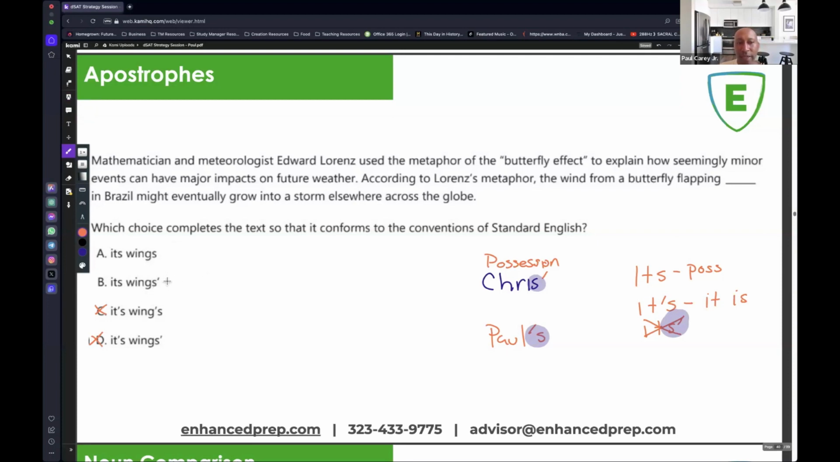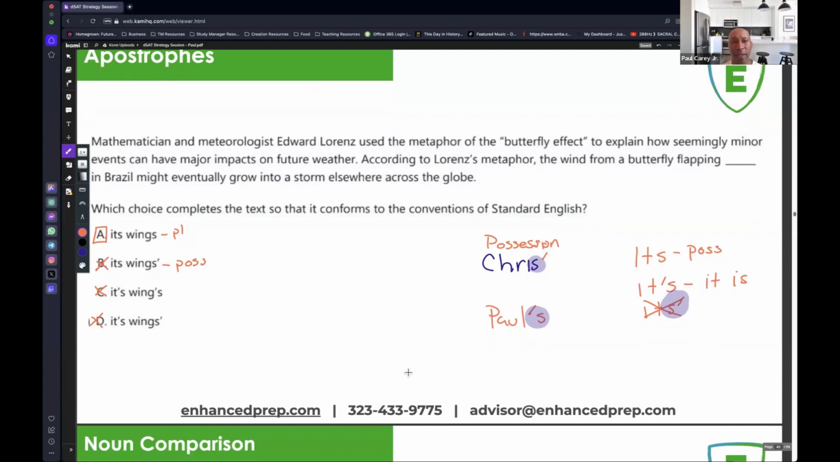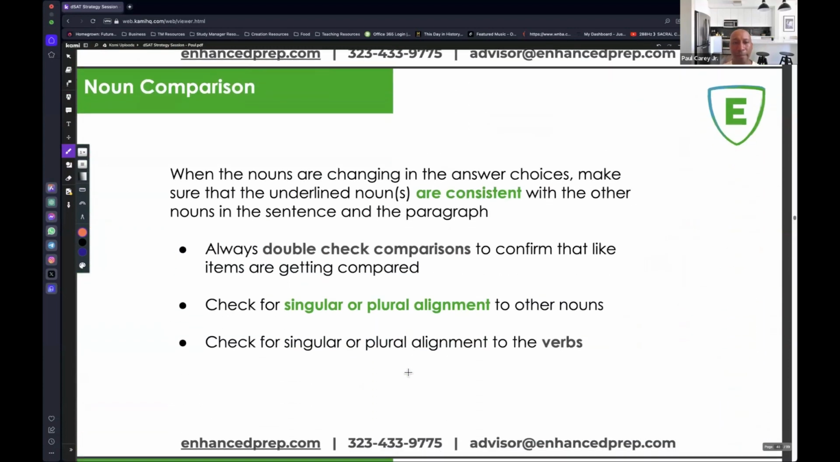And then "its wings," right? Is this going to be plural like this one? Or is this going to be a possession like this? Well, the wings aren't possessing anything in that case. So we know that we can get rid of this one. And this is just two wings that the butterfly is going to be flapping. So again, with our apostrophes, we just want to make sure that we're thinking about what we have there and then using that to answer our questions.